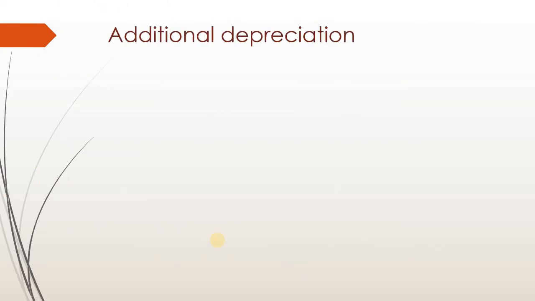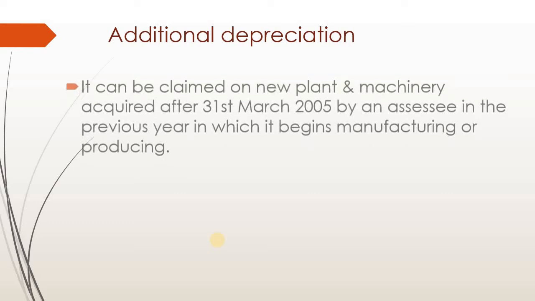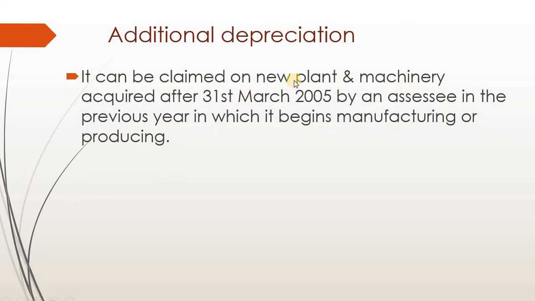Then let us discuss additional depreciation. As per the Income Tax Act, if any plant and machinery is bought after 31st March 2005, then an additional depreciation is provided to such plant and machinery. It can be claimed on the new plant and machinery acquired after 31st March 2005 by an assessee in the previous year in which it begins manufacturing or producing. That means when it is put to use, from that date we can charge the additional depreciation.